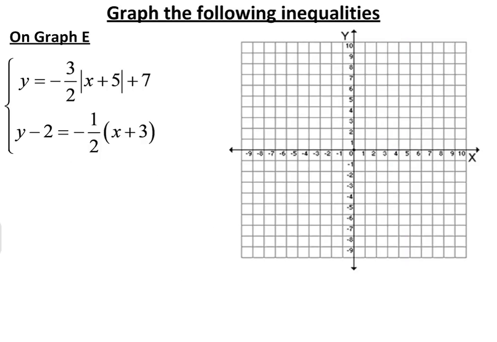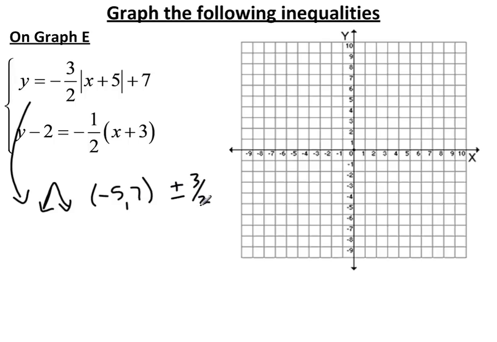So what happens when we mix it up a little bit, when we have the absolute value and a line? Let's graph the absolute value first. Remember, we look at 3 things. We want to know which way it faces. We want to know the vertex, in this case negative 5, 7. And we want to know the slope, which would be plus or minus 3 halves. So I'm going to go to negative 5, positive 7.